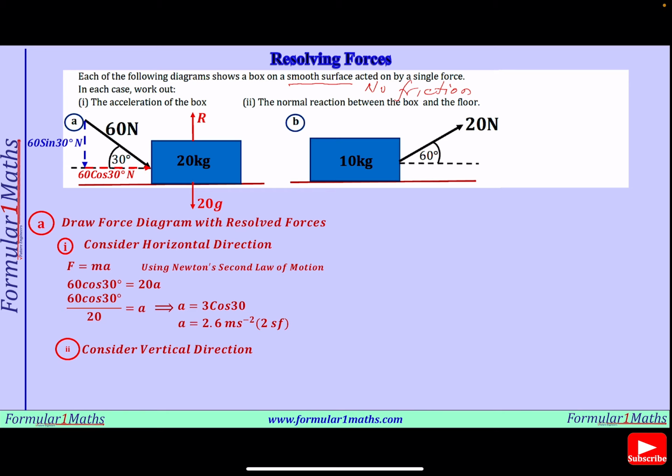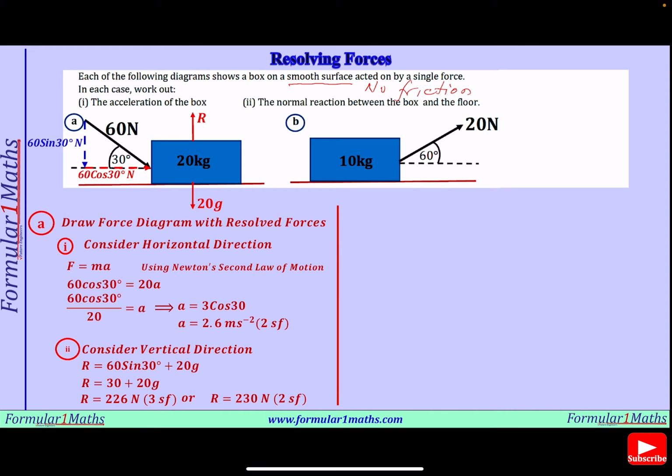So looking at the forces right now, we've got 2 forces acting downwards, 20 G, which is the weight, and a 60 sin 30 Newton component of the 60 Newton force. The only force acting upward is the normal reaction R. So we can form this equation here. R is equal to 60 sin 30 plus 20 G. Evaluate that, and we are going to get 230 newtons. So that's A.